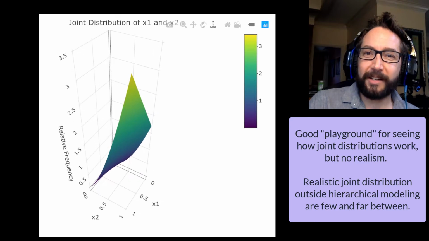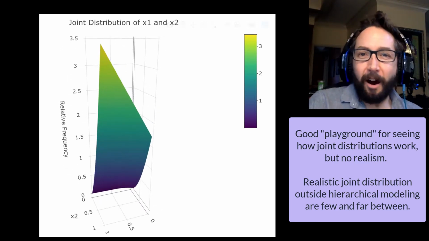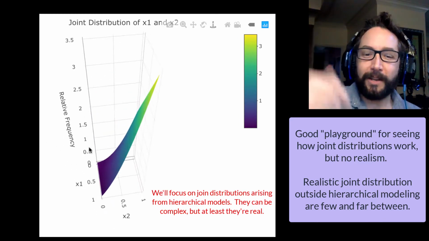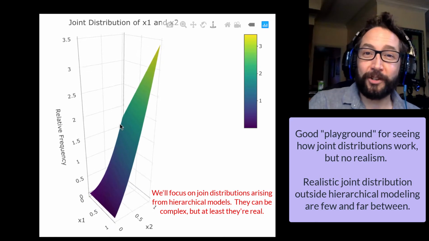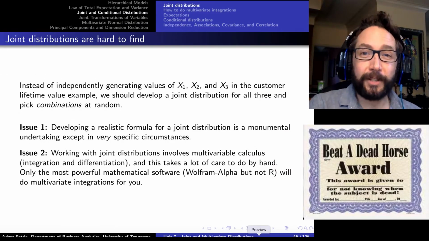And so a lot of discussion you find in the textbooks online are these very artificial discussions where they've just proposed some sort of formula for the joint distribution, just ad hoc, just to have something to play around with. So, to reiterate, working with joint distributions is actually really difficult to do.